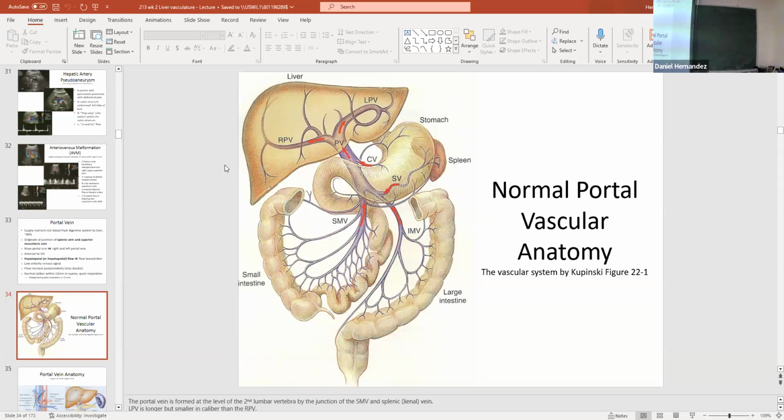So here's the spleen way out here. We have that long splenic vein, and the inferior mesenteric vein joins the splenic vein. The splenic vein continues for a little segment, and then the SMV comes up and joins it to form the main portal vein. The main portal vein continues towards the liver, and once in the liver, it branches into the right and left portal veins.